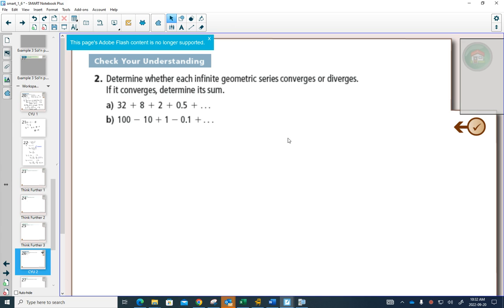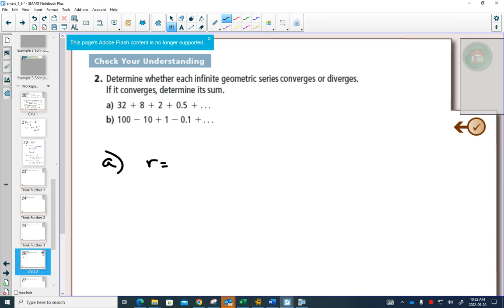Determine whether it converges or diverges, and if it converges, find its sum. So in each of these, we need to find the R value. Sometimes you can see the R value just by looking at it. Sometimes you might get stuck if the R value is tricky. If you get stuck, you can always find the R value by taking any two terms and dividing them.